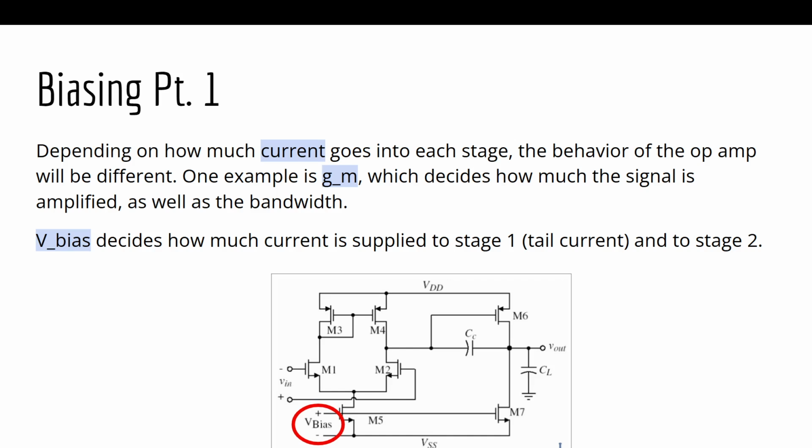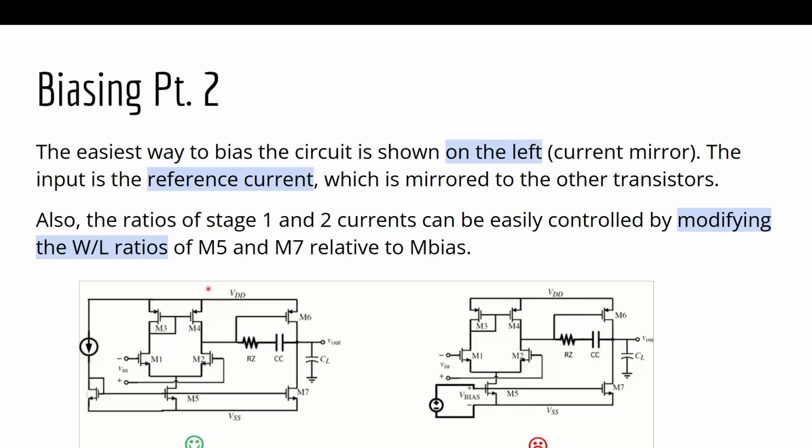The first and probably the most important part is figuring out the biasing of the circuit, because depending on how much current goes into each stage, the behavior of the op-amp will be different. For example, it determines the GM, which then determines how much the signal is amplified. On the left, the correct way of biasing is shown, and on the right, the incorrect one. The method on the left is better because it's a current mirror, so we can easily choose the reference current and then adjust the aspect ratios of M5 and M7, and depending on their aspect ratios relative to M bias, we can easily control how much current goes into both stages.